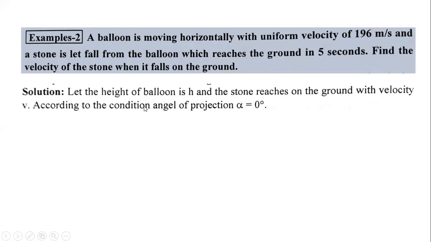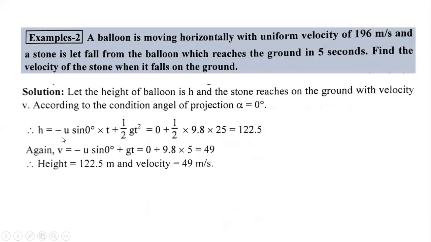According to the condition, the angle of projection alpha equals 0 degree. Then we get h equals minus u sine 0 degree into t plus half g t square. Here the value of sine 0 degree is 0. So here we get 0 plus half into 9.8 into 25, because for any value of u, u sine 0 degree equals 0.